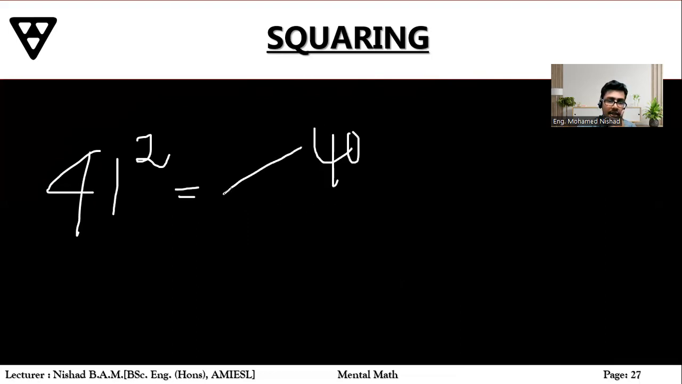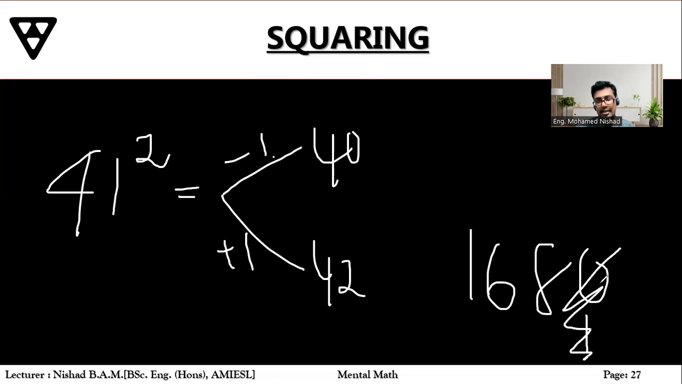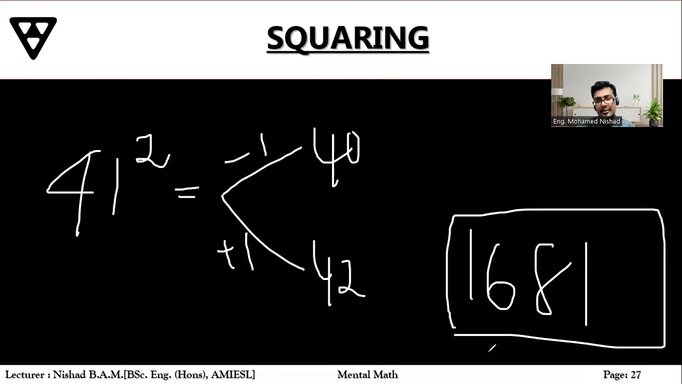Obtain 40 over here, obtain 42 over here by subtracting 1 here, adding 1 here, and multiplying 40 times 42. How much? 4 times 42, how much? 168. This 0 will be added like this. Then we have to add 1 to that number. So if we erase this number and add 1 here, this is the answer: 1681. Very simple.